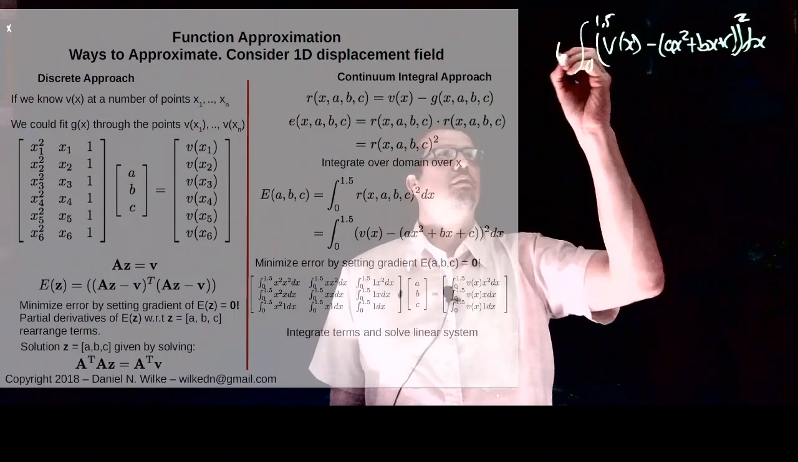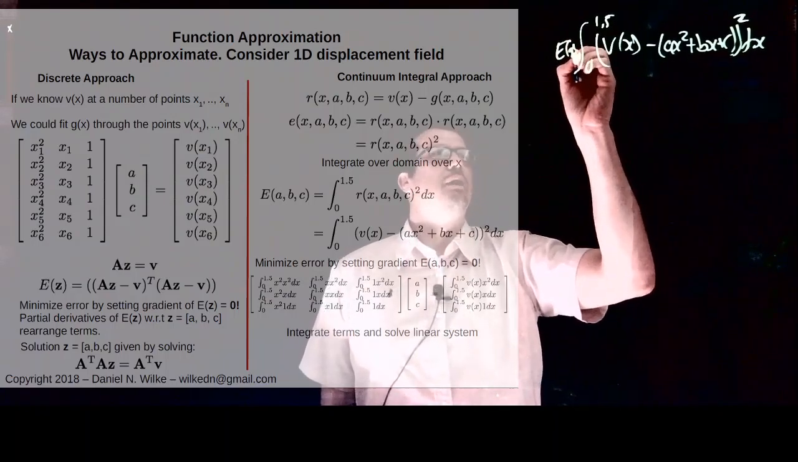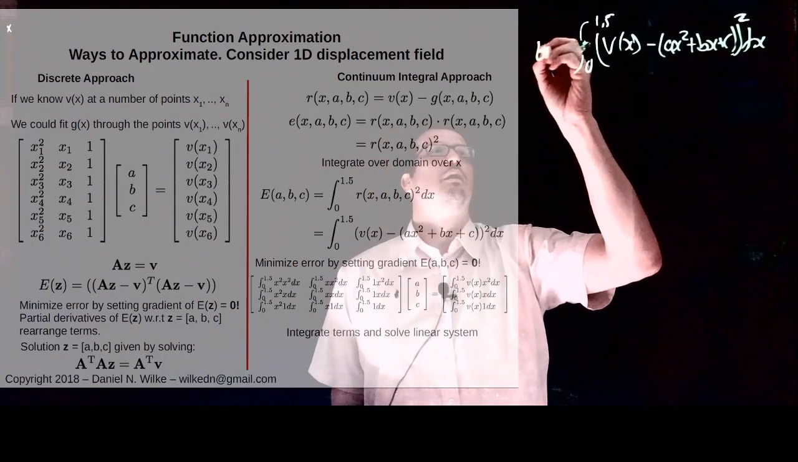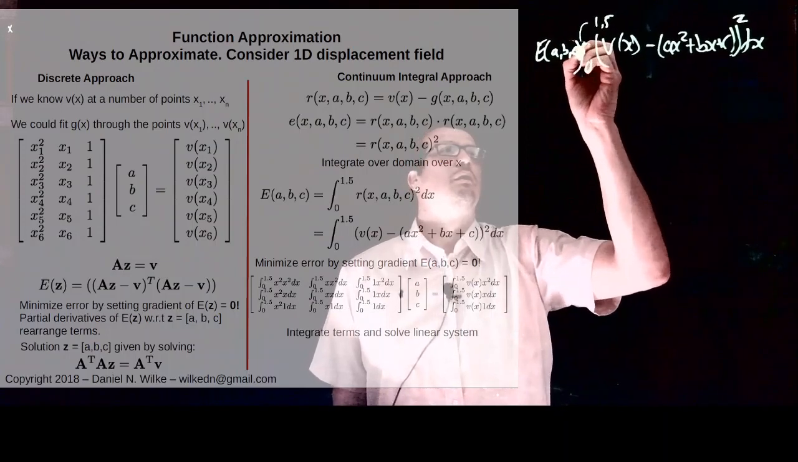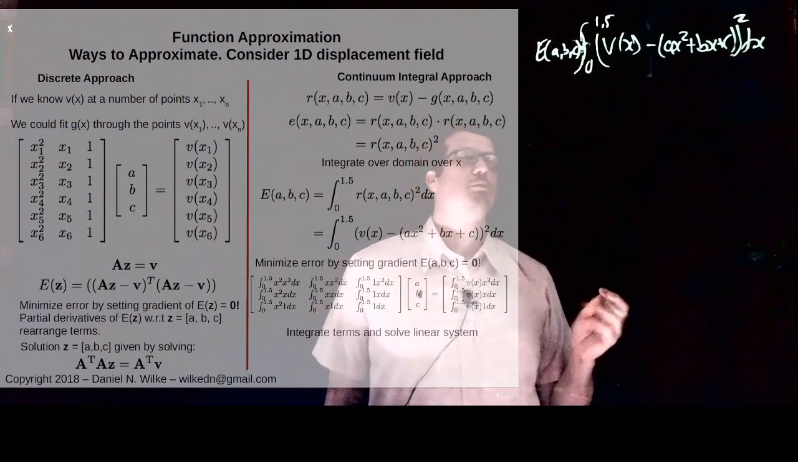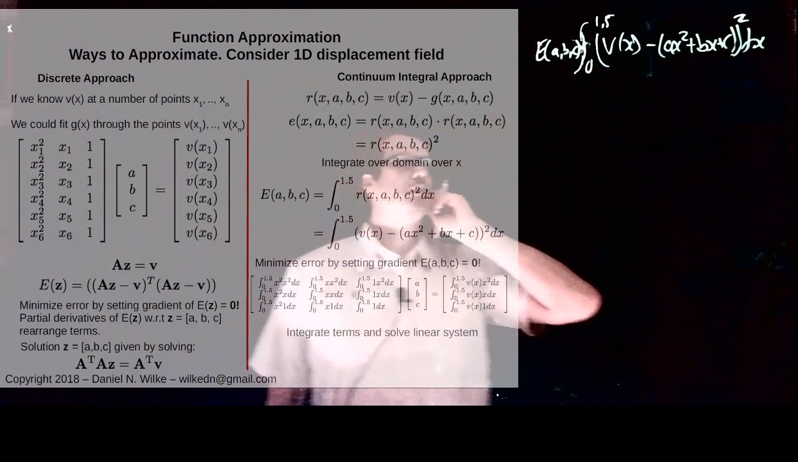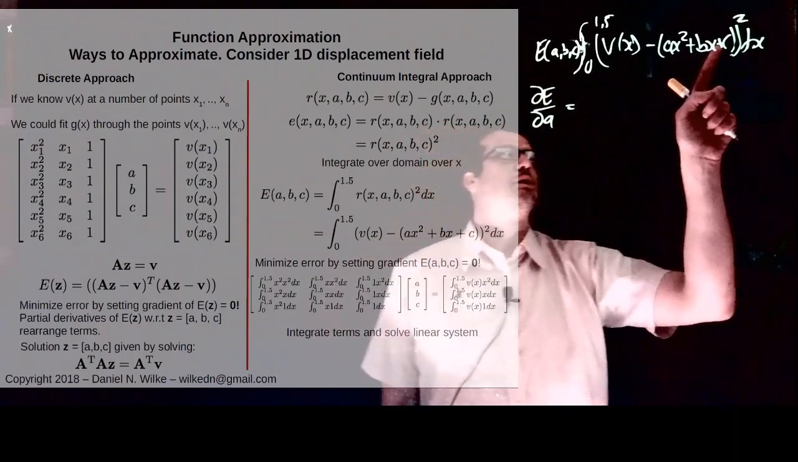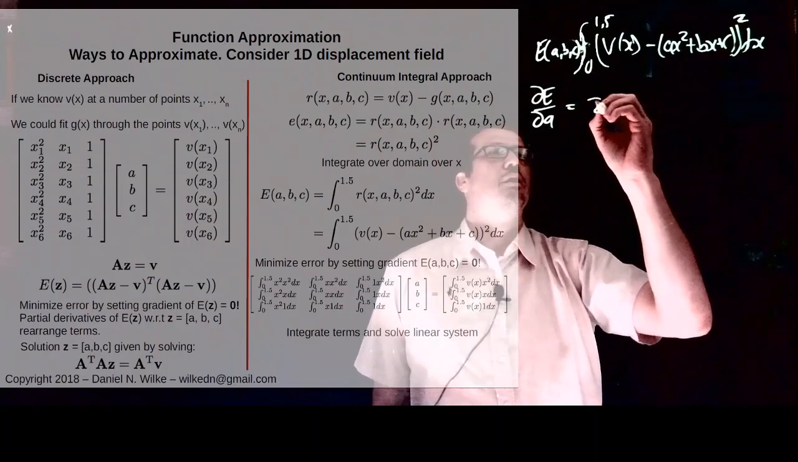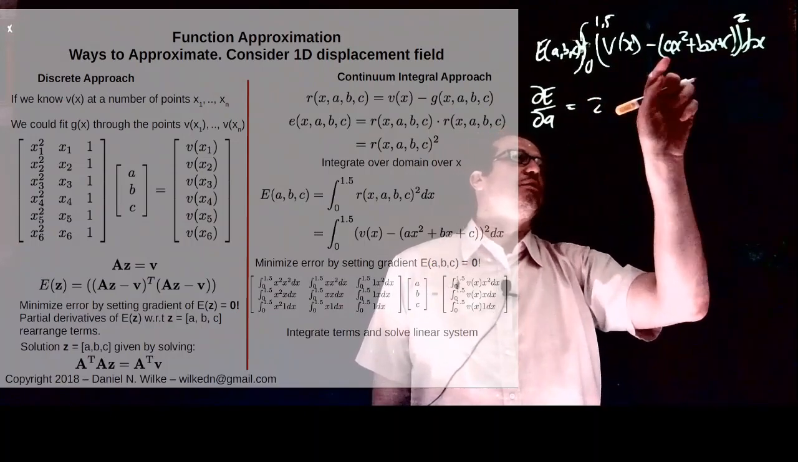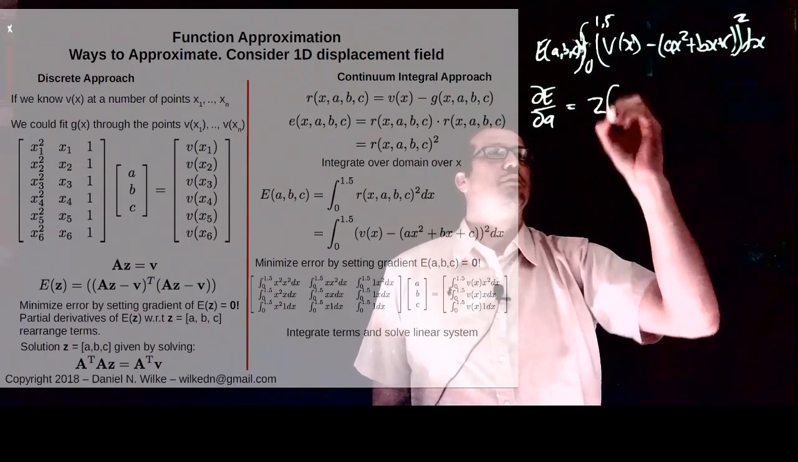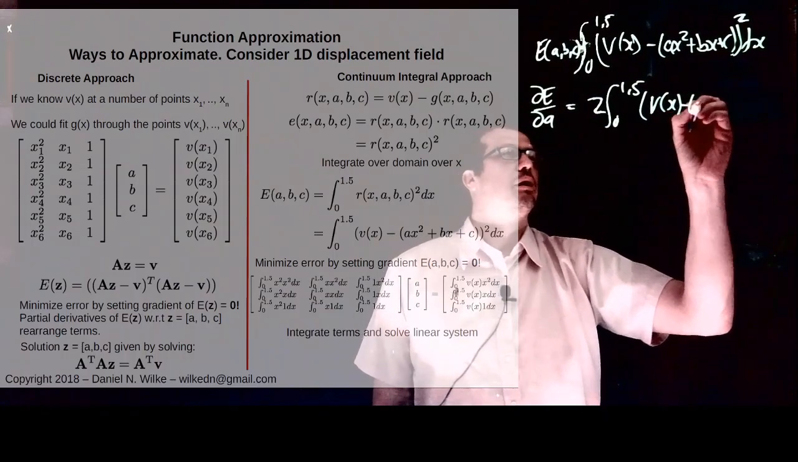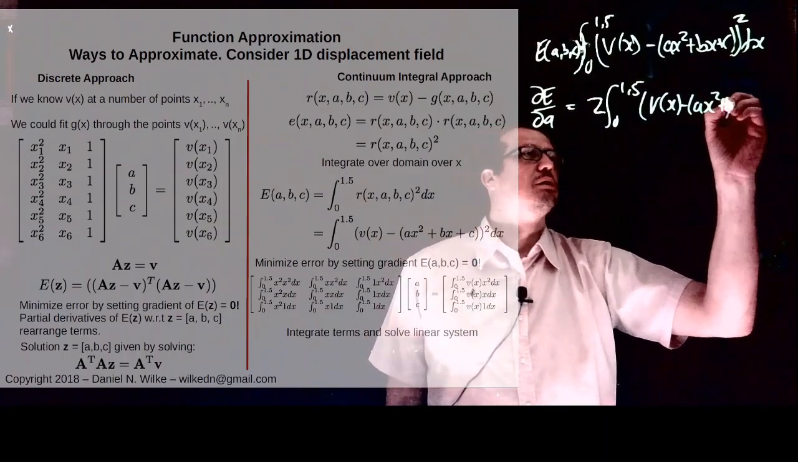So I'm going to say this is e, which is a function of a, b, and c. I could have also called it z if I wanted to, but in this case it's just written like this. So let's take the partial derivative of e with respect to a. Let's compute that. What is that? That is essentially this expression. It's 2 times the integral from 0 to 1.5 of v of x minus (ax squared plus bx plus c).